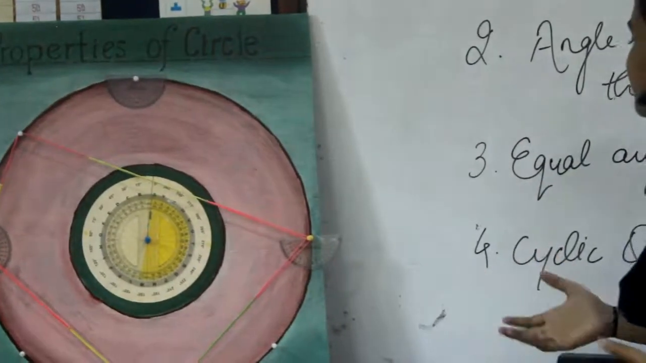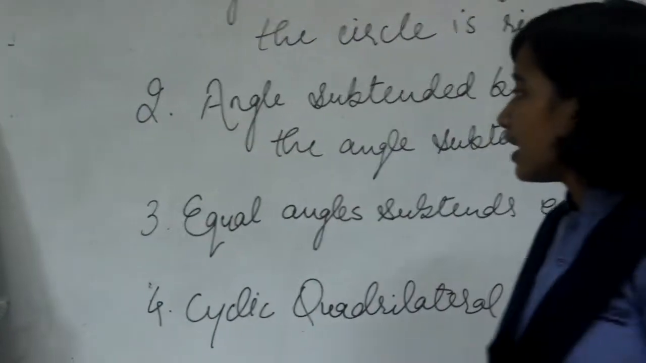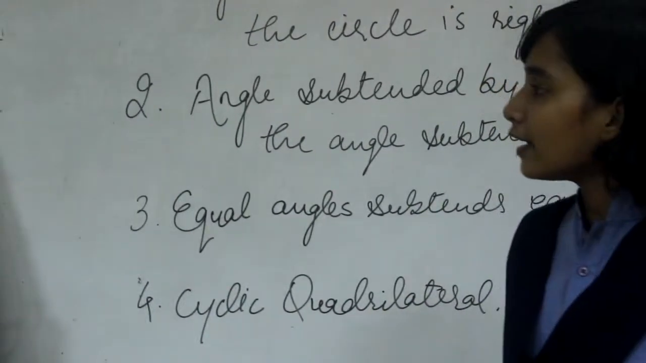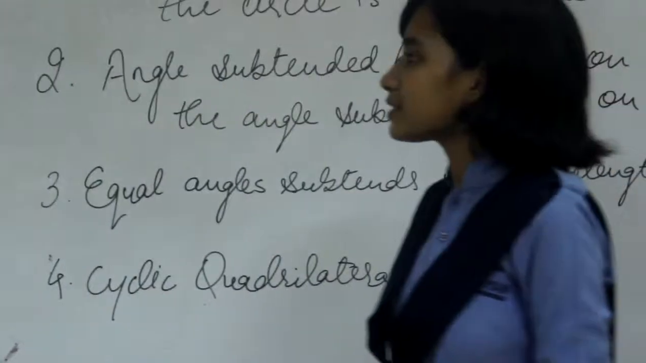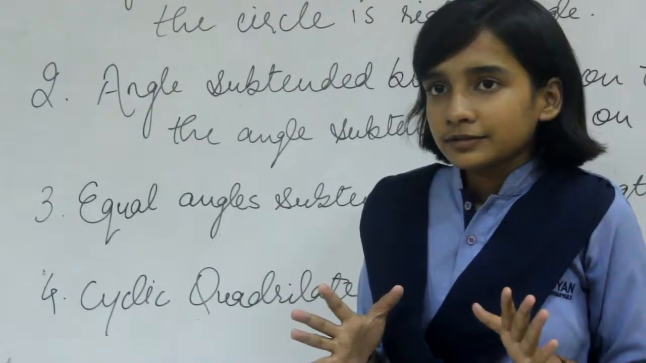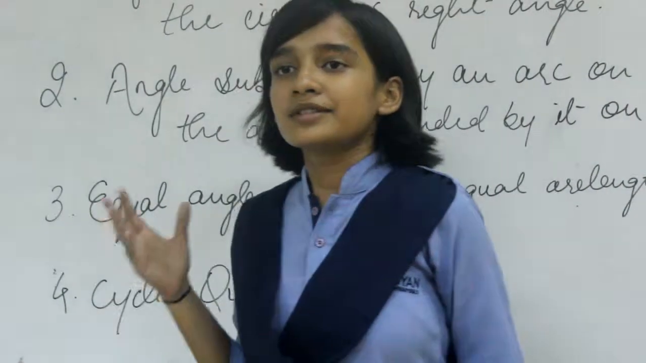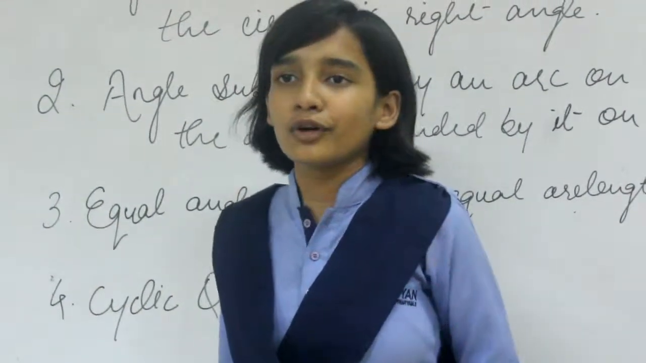So like this we have covered all the four basic properties of a circle, and I hope that with the help of this beautiful model I am able to make the concept of this circle and its properties very clear to all of you.